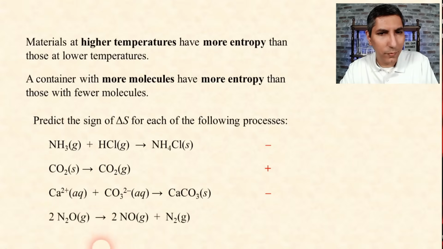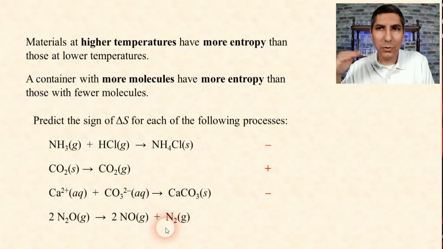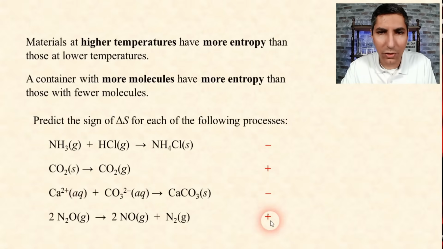How about this one? Well, here we don't have any change in state, do we? They're all gases here, so the tiebreaker is how many molecules do we have? So notice that in this one we have 2 molecules of gas on the left and 2 plus 1. So that's 3 molecules of gas on the right. So if it goes from 2 to 3, that's an increase in entropy, isn't it? So that's why the sign for that reaction is a positive delta S.